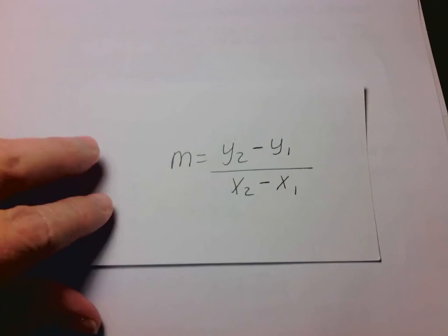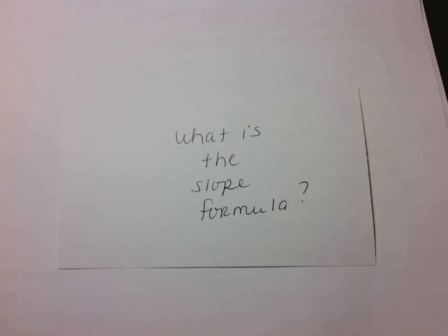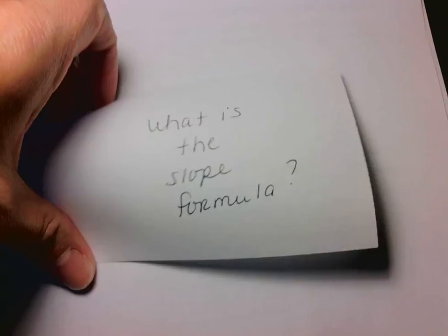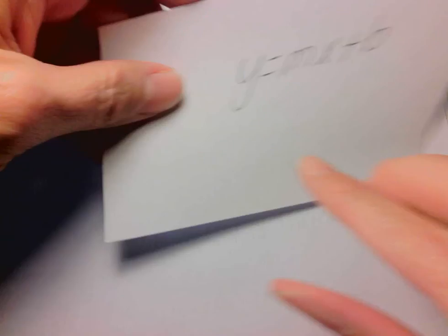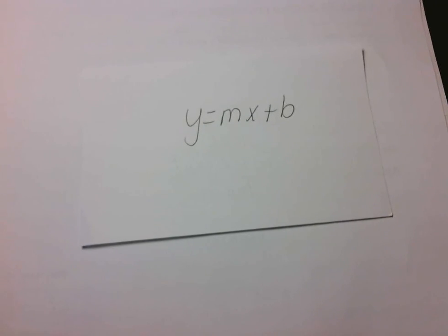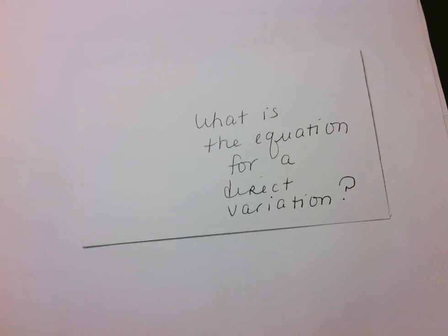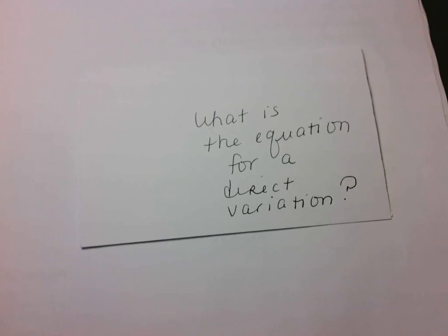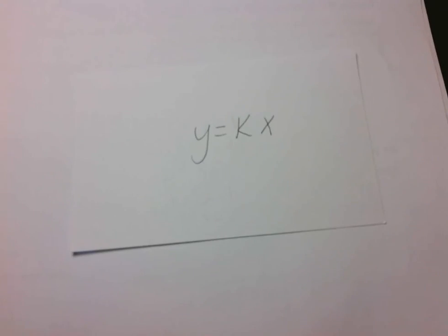So the other side of this note card should say, what is the slope formula? And this is just a good way for you to study as you go along and to quiz yourself. Okay, your next note card should say, what is slope-intercept form? And when you flip that around, it should say y equals mx plus b. And finally, let's add to your stack of note cards here. What is the equation for a direct variation? And once you flip that around, it should say y equals kx.